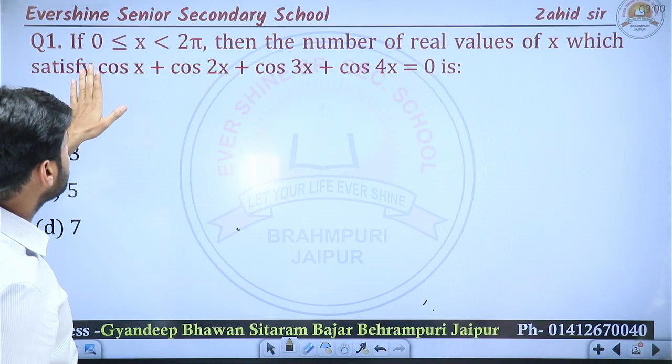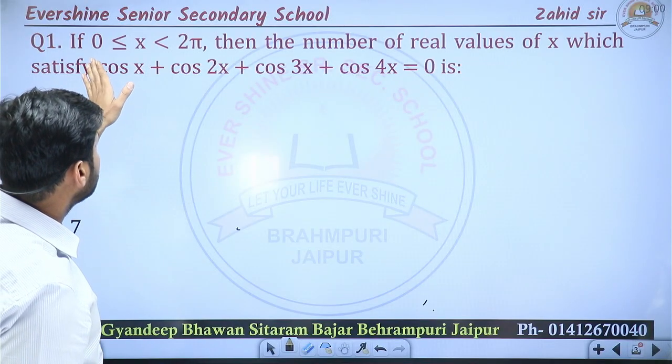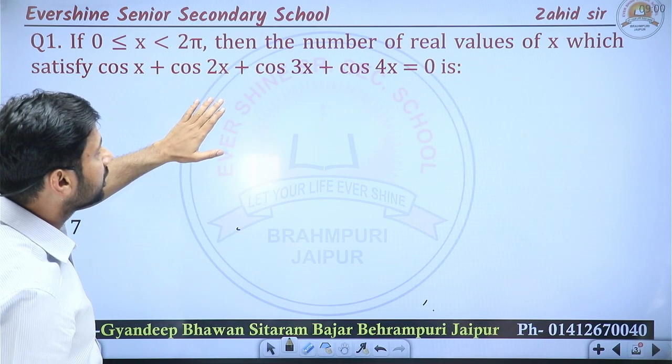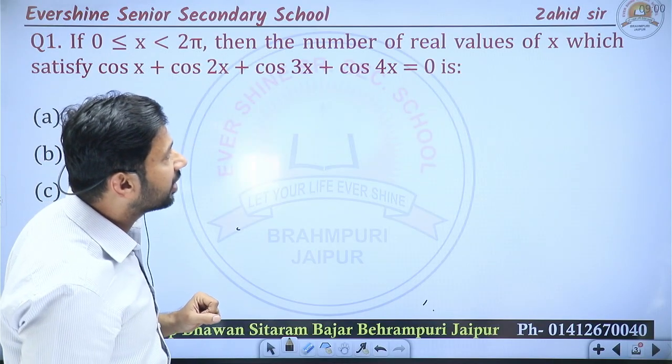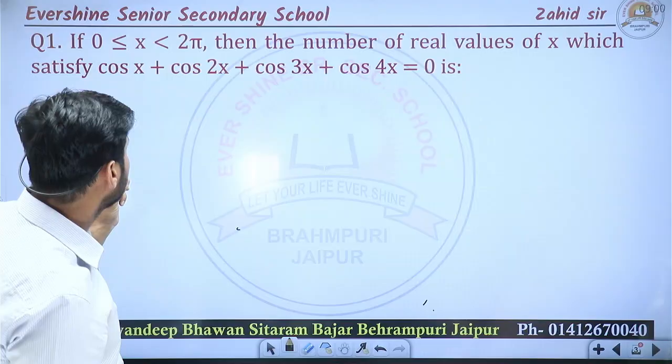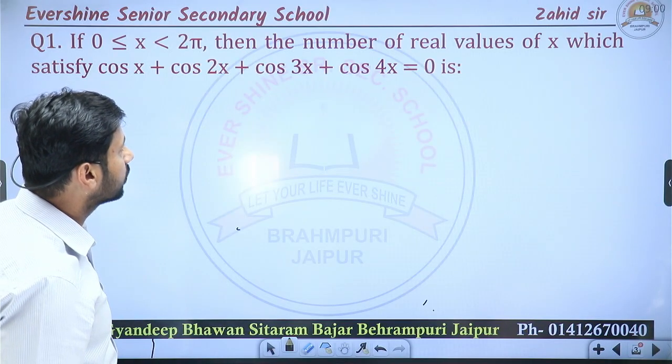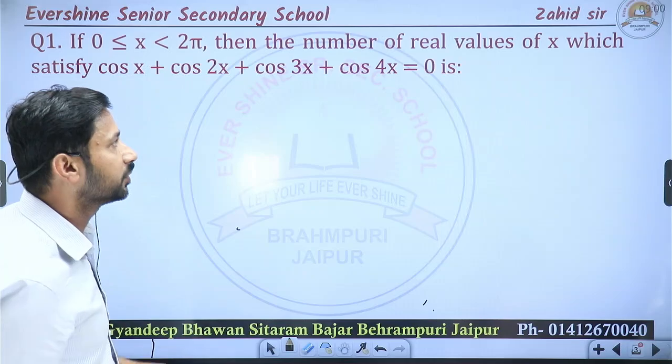Now beta, this is the first question of it. If x lies from 0 to 2 pi, then find the number of real values of x satisfying cos x plus cos 2x plus cos 3x plus cos 4x equals to 0.